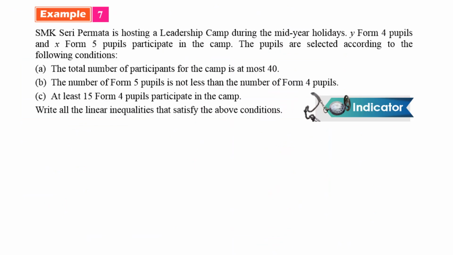Now we practice what we have learned from the table. So example 7, SMK Permata is hosting a leadership camp. So Form 4 students, y, and Form 5 students, x, participate in the camp. The pupils are selected according to the following conditions. So the first condition is the total participants is at most. When the total participants is at most, that means, still remember? Yeah, it is less or equal.